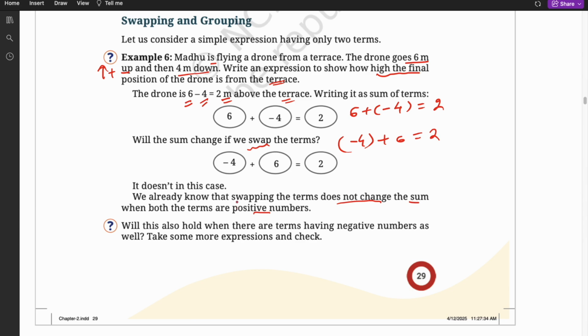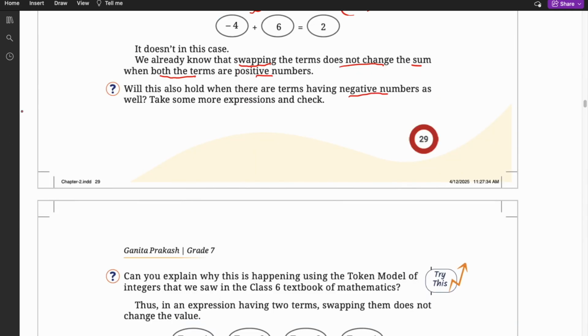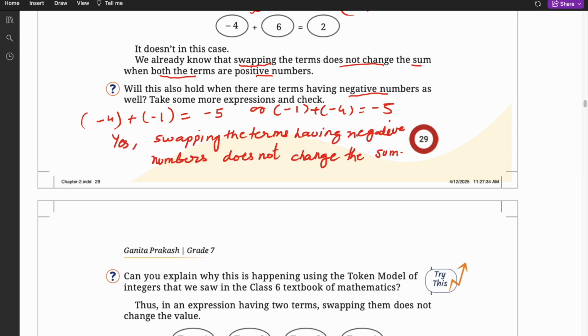So swapping से sum change नहीं होता है when both terms positive हों. Will this also hold when there are terms having negative numbers? अगर negative numbers हैं, then take some more expressions and check. So suppose for example we take -4 plus -1, so it becomes -5, or you can write -1 plus -4 which is equal to -5. So yes, swapping the terms having negative numbers does not change the sum.